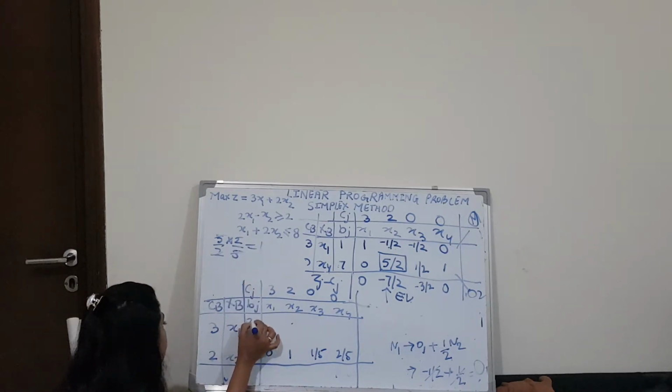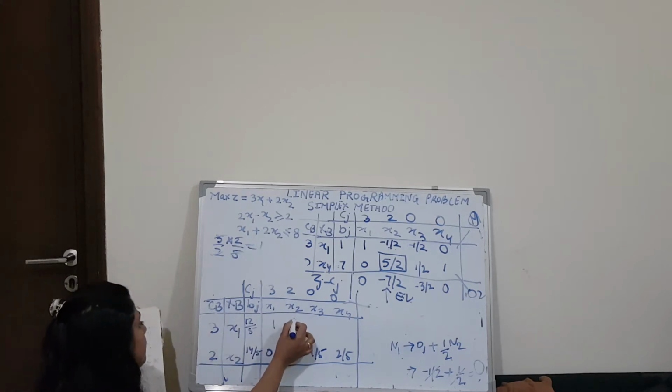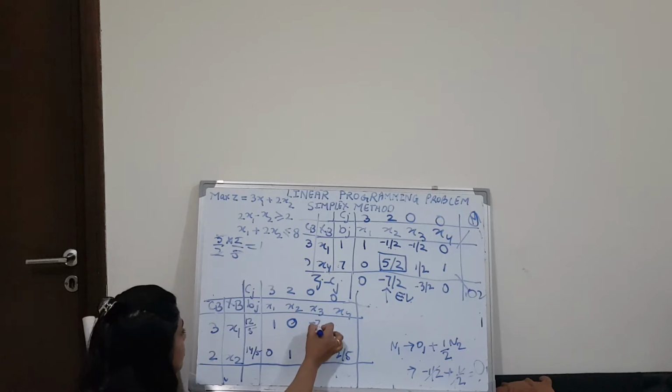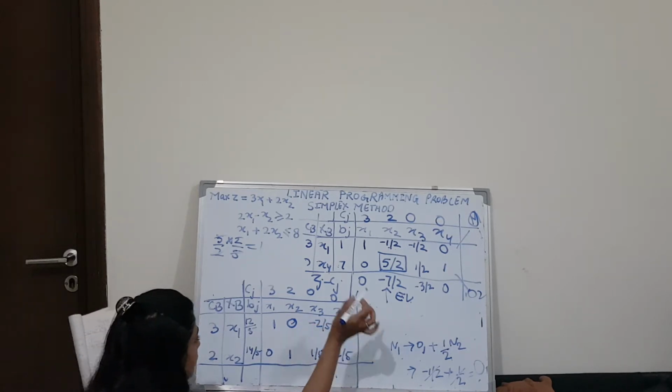12 by 5. Here 1, here we were making 0, and here minus 2 by 5 we will get. Here 1 by 5 we will get after calculation.